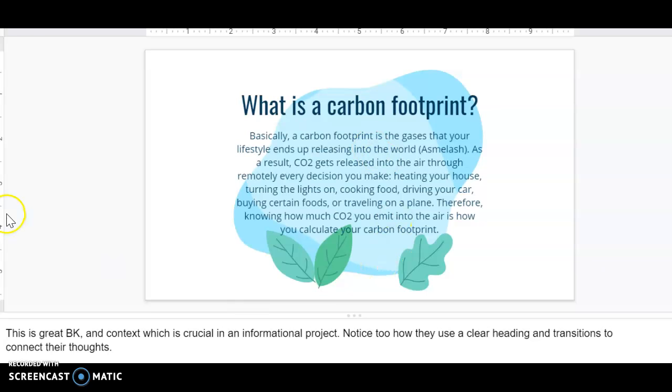Then it jumps right in. This one has a really nice slide about background information. You can tell that this person got information from maybe one or two different sources and put them together. It says down here, this is great background knowledge in the context, which is crucial for an informational project. It uses clear headings and transitions to connect their thoughts. So it's not just thrown in there. I know that this is background information as the reader. I might not know what a carbon footprint is, but this is going to help me learn that.